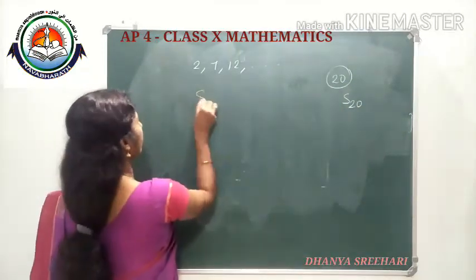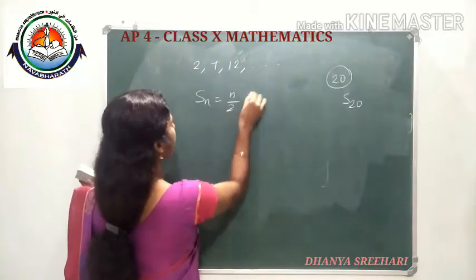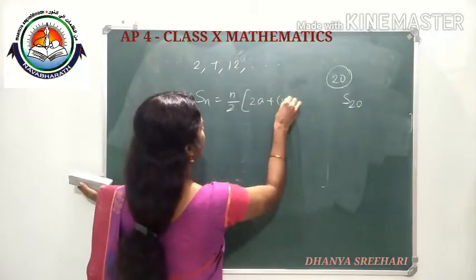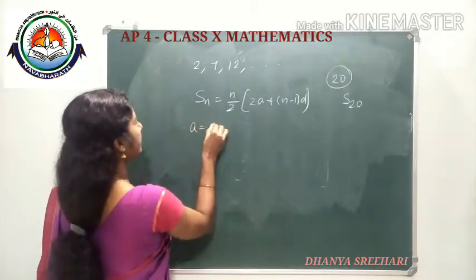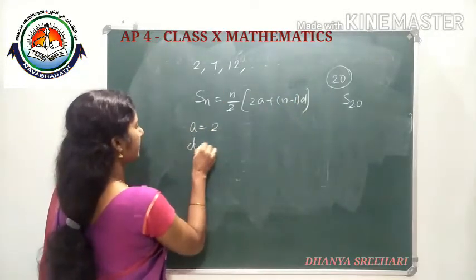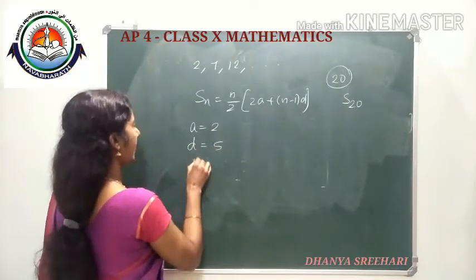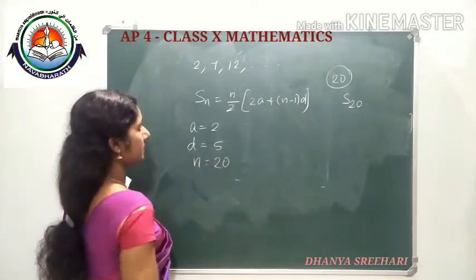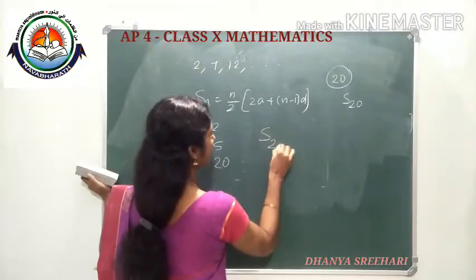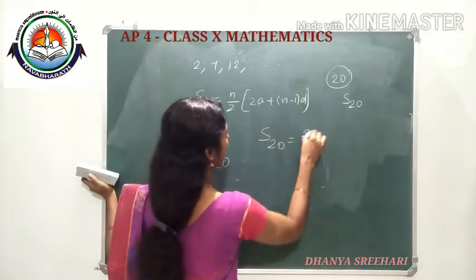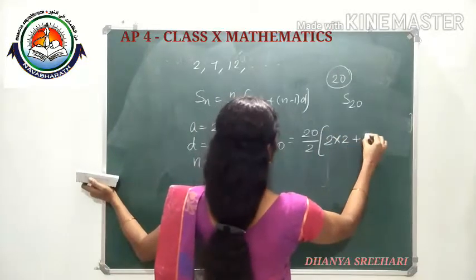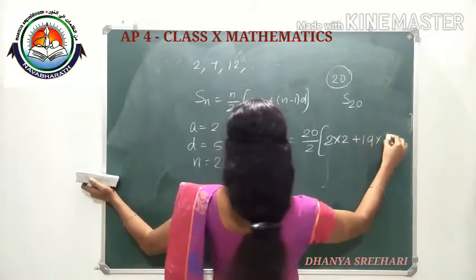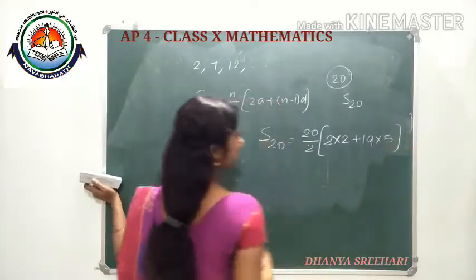What we will do, we know the equation Sn is equal to n by 2 into 2a plus n minus 1 into d. What is a in this AP? 2. Common difference d is equal to 5 and the number of terms is 20. Substitute the values: S20 is equal to 20 by 2 into 2 into 2 plus n minus 1, which means 19, into d, which is 5.